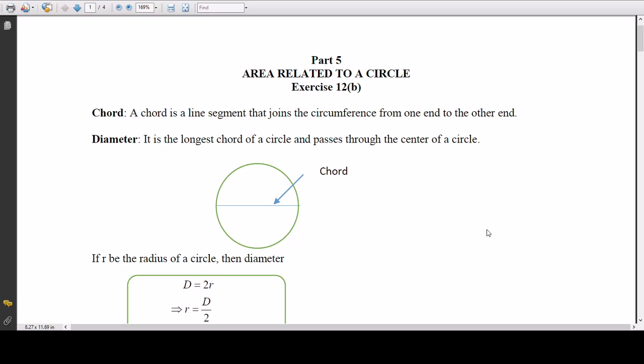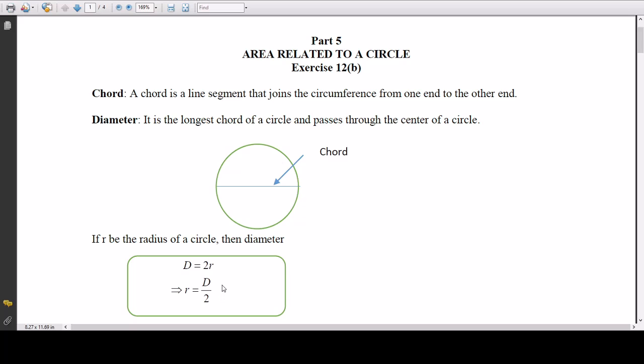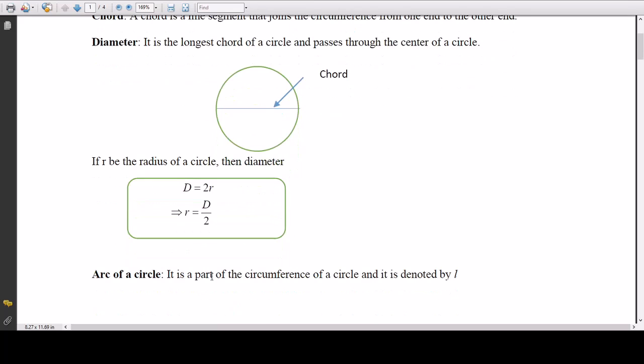Okay, now you remember this: if the radius is given, you can find the diameter by taking diameter equals twice the radius, and if the diameter is given, you can find the radius by diameter divided by 2. Now coming to the next, the arc of a circle.